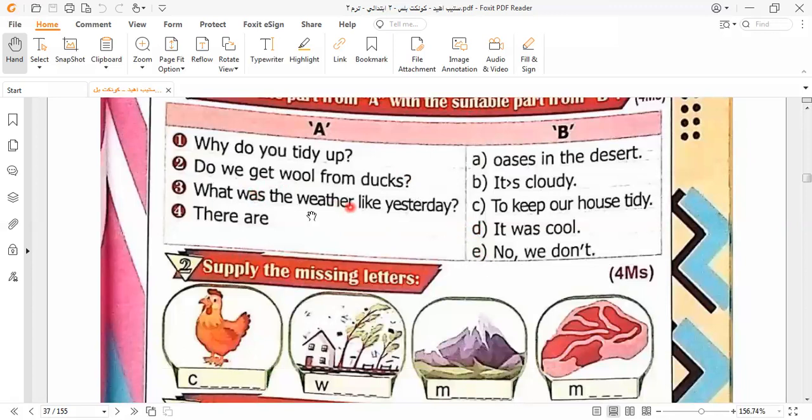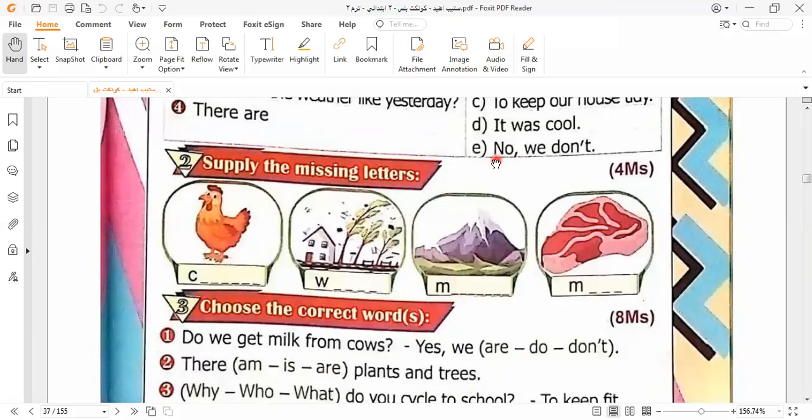What was the weather like yesterday? It was cloudy. So I select number B by number 3. There are what? Oases in the desert. So I select number 4 by number 8. Let's go to another one.